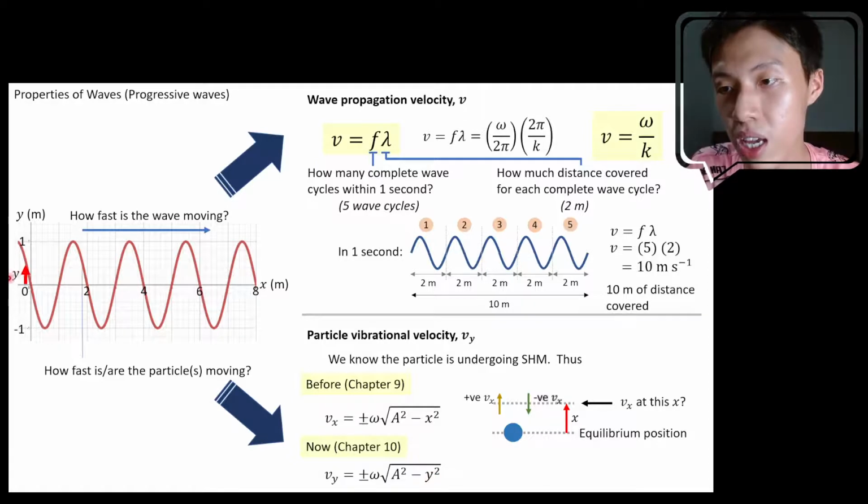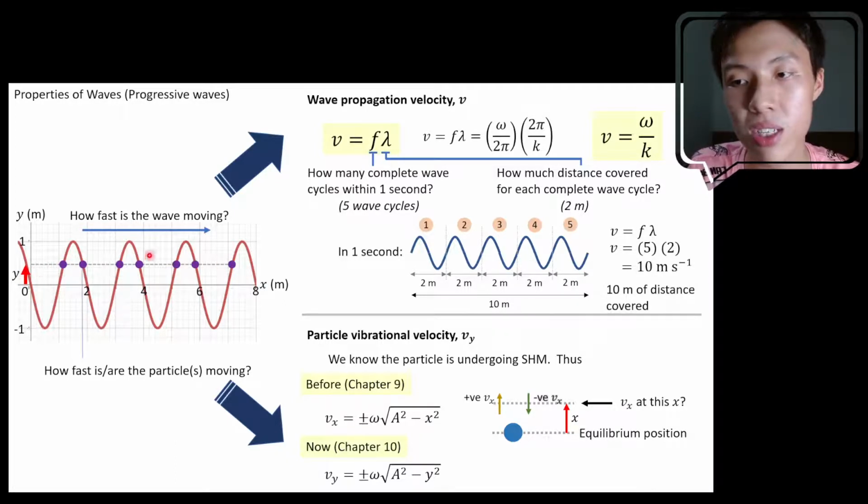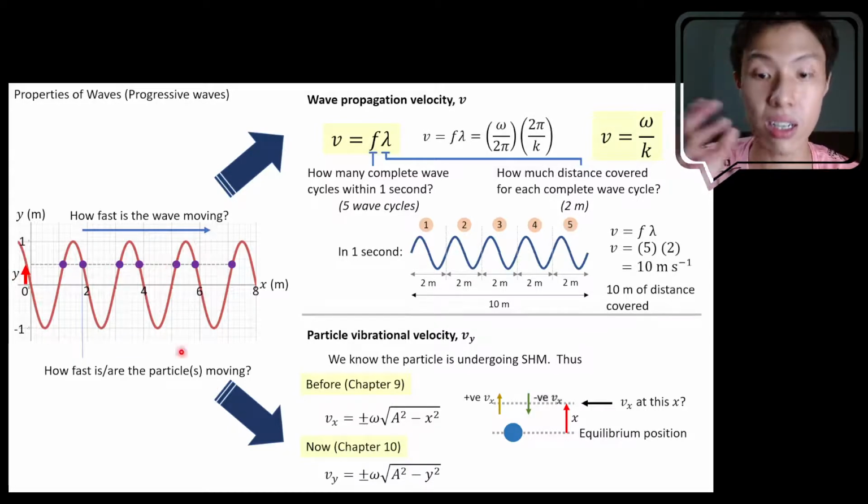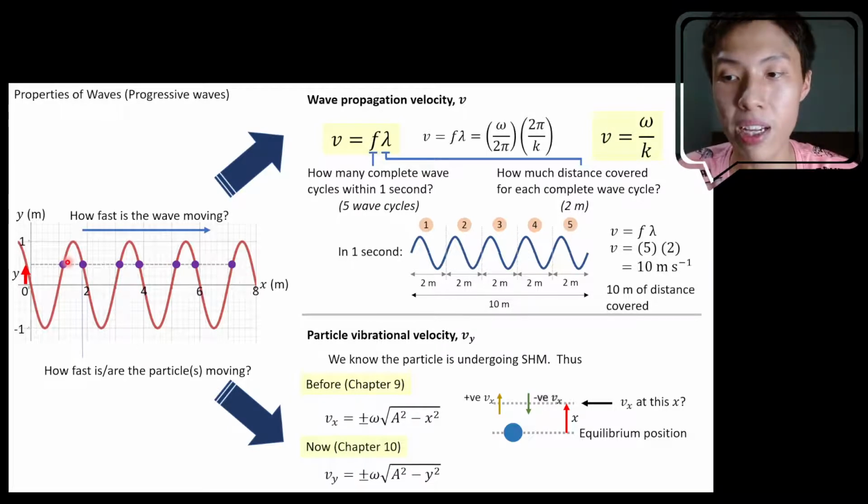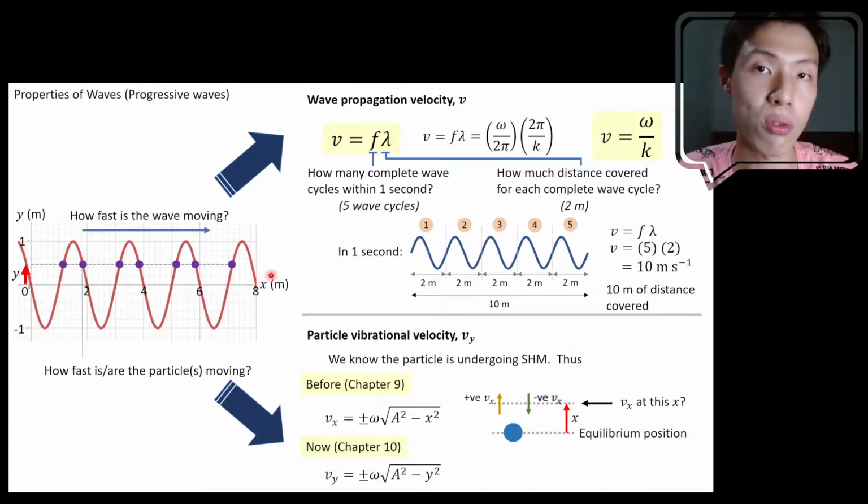What does it mean? If I displace by a distance of y from the equilibrium position, what will be my velocity? There are many particles having a displacement of y. Over here I draw 7 particles at the displacement of y, and this equation allows you to know the velocity of all these 7 particles. Using this equation, you are able to determine the vibrational velocity of all 7 particles over here.